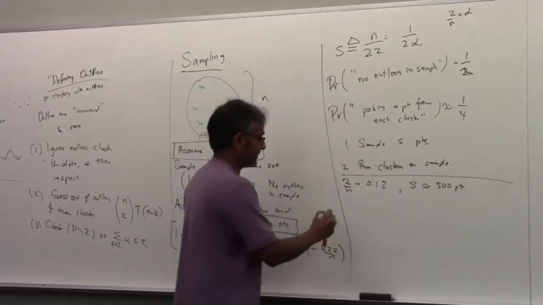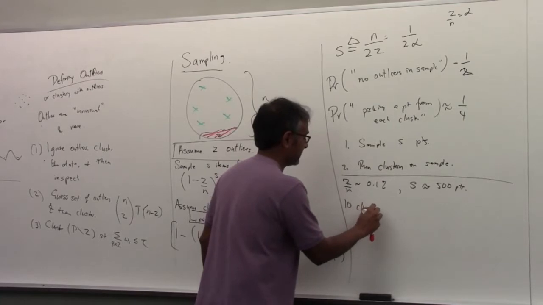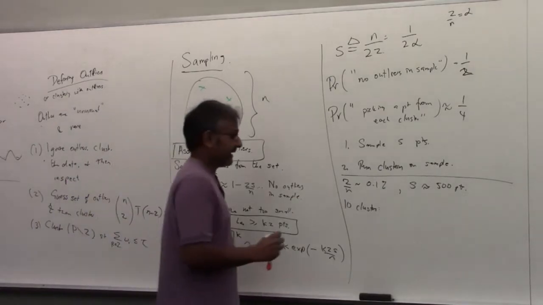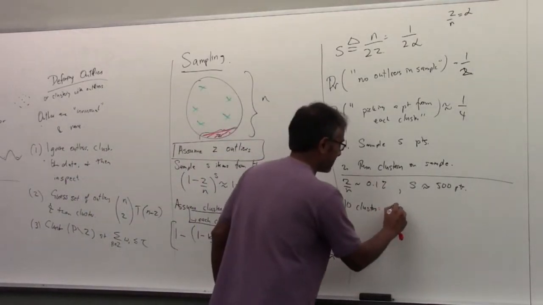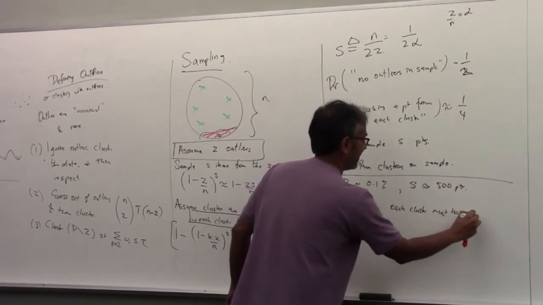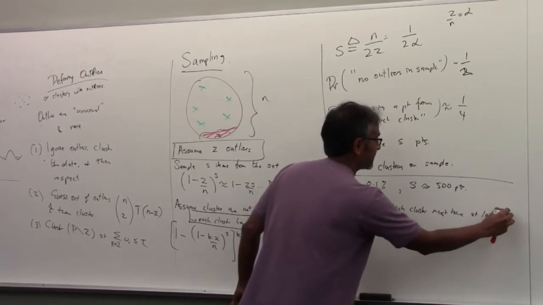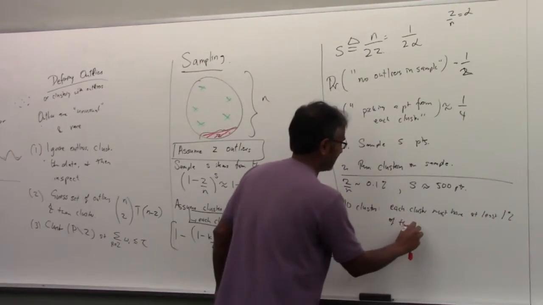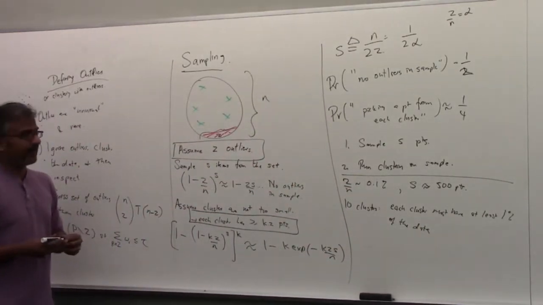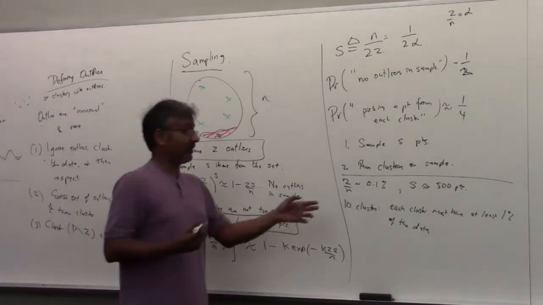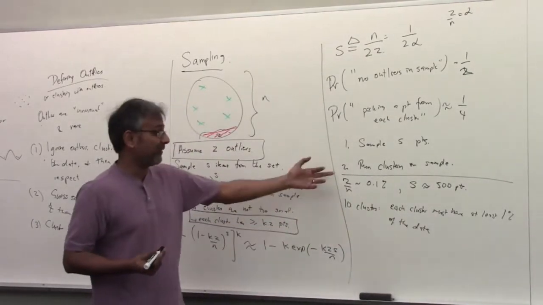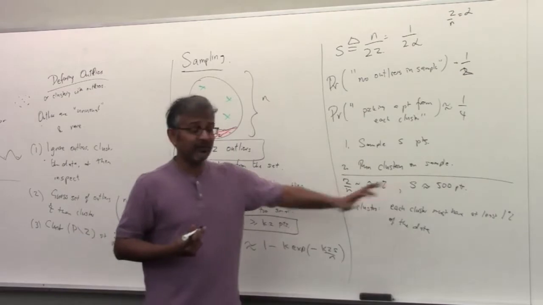And let's say you want 10 clusters. So what you're saying is that each cluster must have at least 1% of the data. That's what the assumption was, right? K times epsilon, 10 times 0.1 is 1, so 1% of the data. So if you have a data set where you want to find a 10-clustering, and you expect that the clusters are large enough that each cluster has 1% of the data, and you have outliers of the order 0.1%, then a sample of 500 points will get you what you want.